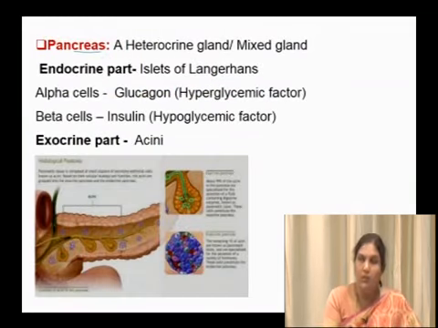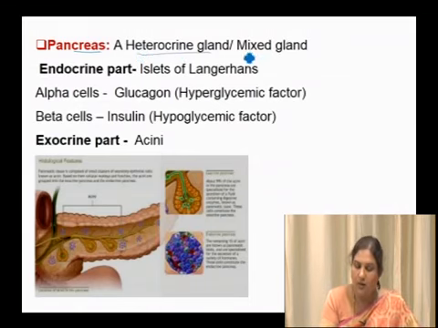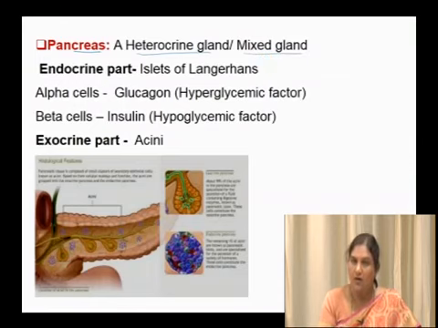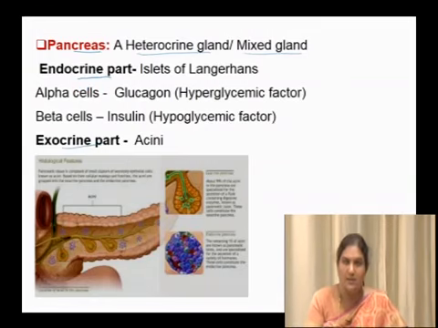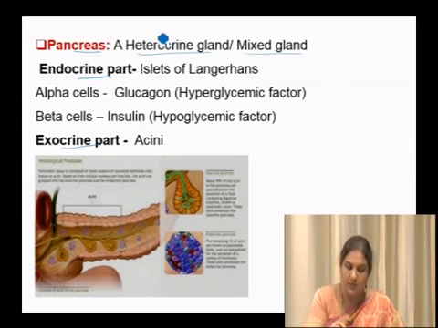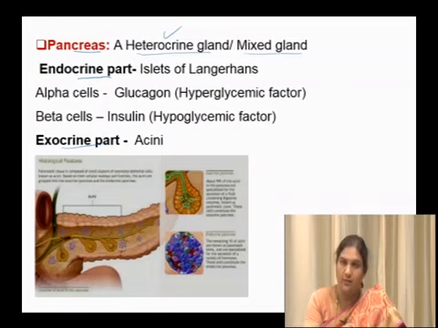Pancreas. We call the pancreas a heterocrine gland or a mixed gland or a pinkish gland. Pancreas has an endocrine part as well as an exocrine part within it. That's why it's considered to be a heterocrine gland, or else you can also call it a dual gland. Children, you know what is an endocrine gland? A gland which does not possess any sort of duct but directly secretes its secretion into the bloodstream.